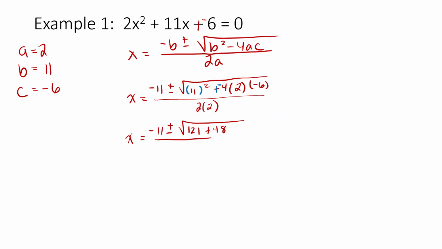And then I can do that denominator. So we'll do the 2 times 2 is 4. And now I need to do that adding inside that grouping symbol there. So we have 121 plus 48, which is 169.